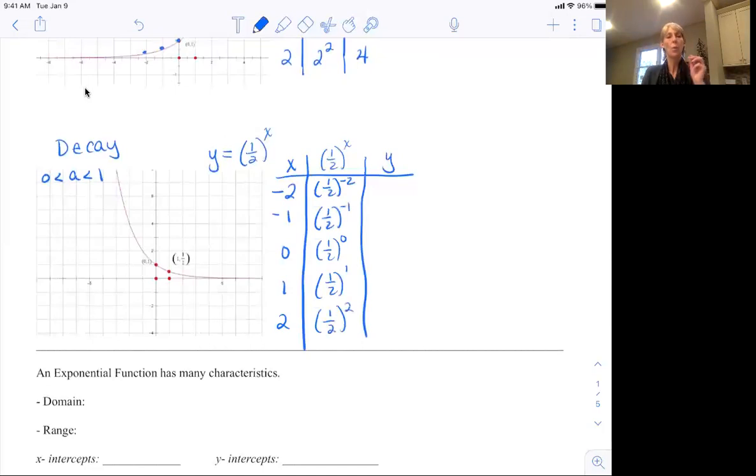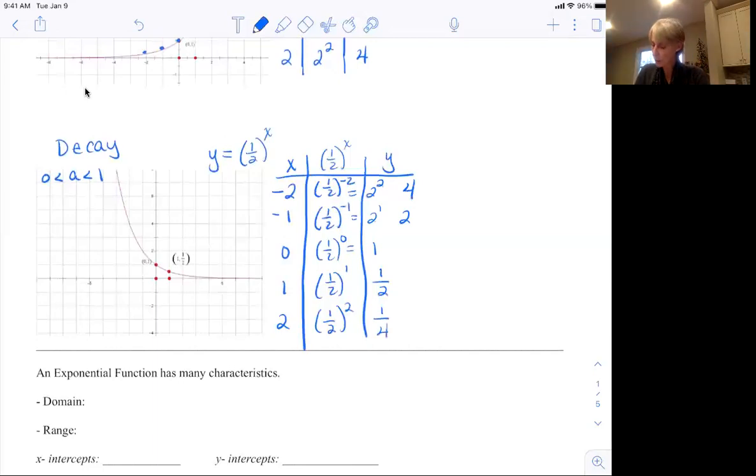So when we evaluate 1/2 to the -2, remember, we're going to flip the base. This is really 2 squared. So our y value is 4. 1/2 to the -1, we flip the base, 2 to the first. Our y value is 2. 1/2 to the 0, anything to the 0 power is always 1. 1/2 to the first is 1/2, and 1/2 to the squared is 1/4.